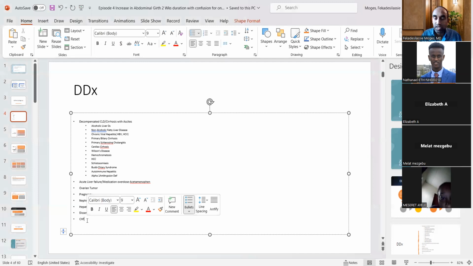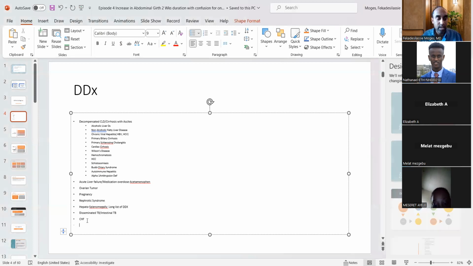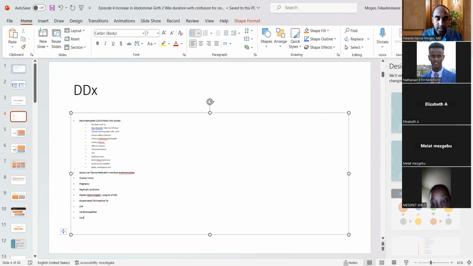What other heart condition can result in ascites, for example? Even staying within the cardiovascular system. Give me another differential diagnosis. Dilated cardiomyopathy. Cardiomyopathies in general. Constrictive pericarditis. Excellent. Constrictive pericarditis. What else could it be?